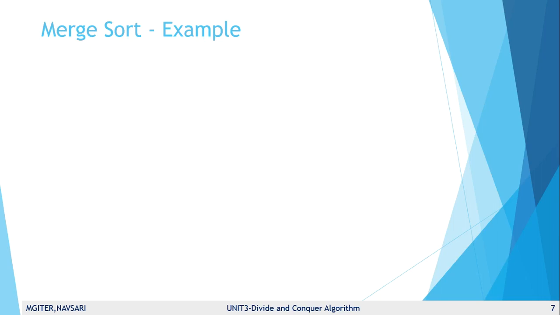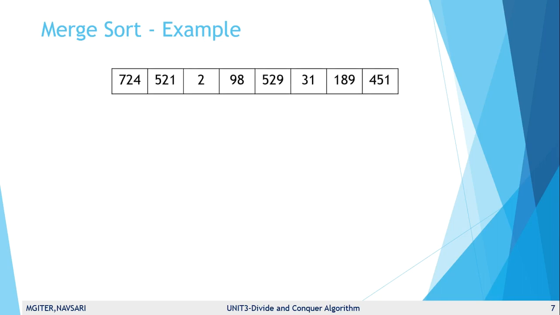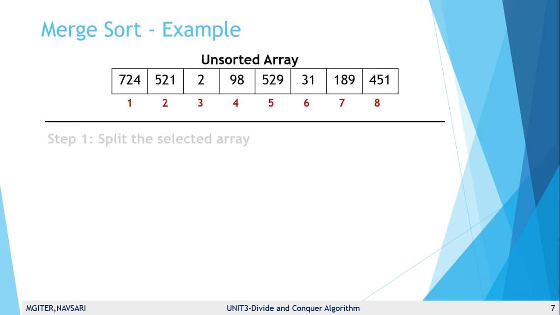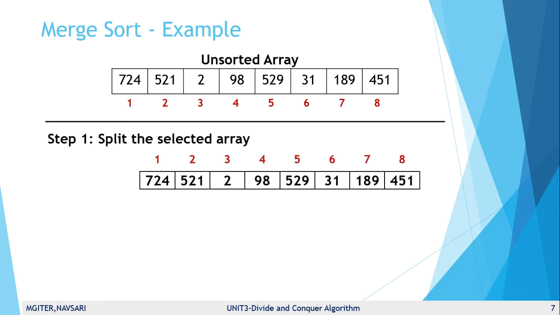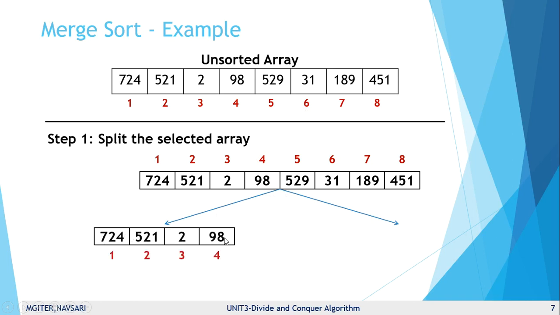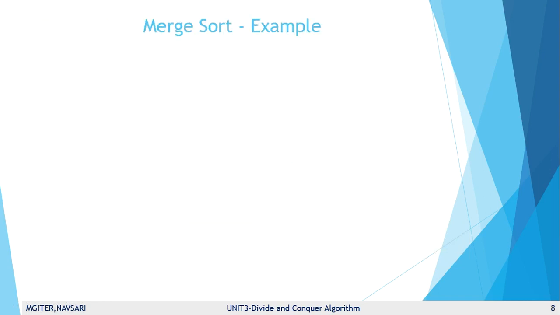Now we understand merge sort with the help of an example. Here an unsorted array is given. We divide the given array into two sublists at n by 2. Here n is equal to 8, and 8 divided by 2 is equal to 4. So we divide the list at index 4. The left sublist contains 4 elements and the right sublist contains the next 4 elements. We keep dividing until we get 1 element in each list.